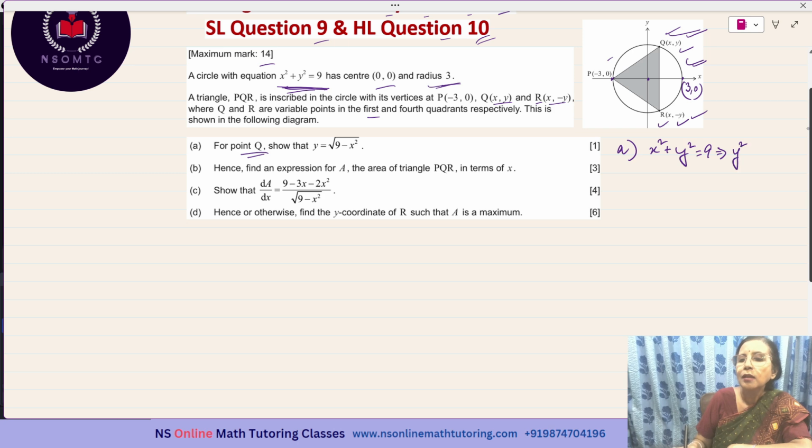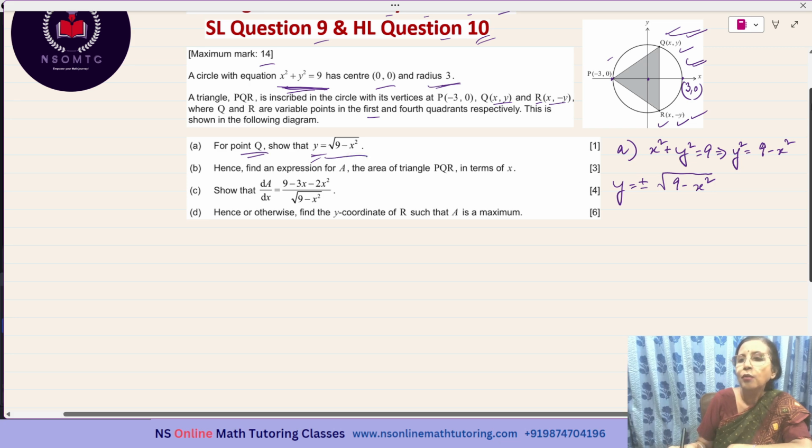implies, I'm making y the subject of the equation because I need y. So y squared equals 9 minus x squared, and taking the square root of both sides, y equals plus or minus the square root of 9 minus x squared. And they are saying y equals the positive square root. Why should we take the positive square root? Because Q is a point in the first quadrant where both x and y values will be positive.